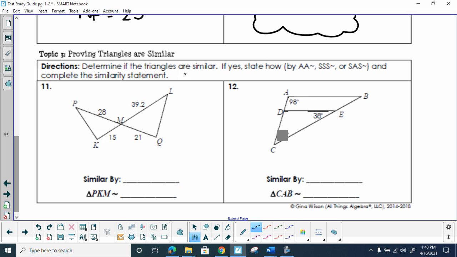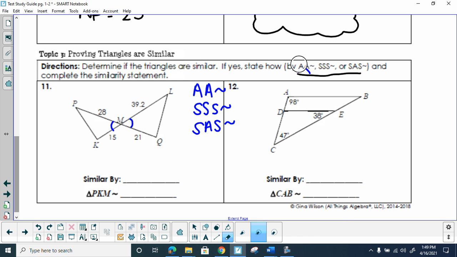Okay, 11 and 12, we have to decide if the triangles are similar. If they are, we have to choose one of these and then complete the similarity statement. If they're not similar, we don't do those last two parts, right? Okay, now I notice on number 11 we have vertical angles, but that's the only angle that we've got any information about. All right, so we're definitely not going to pick angle for number 11. Okay, you write our choices here instead of marking it out up here.